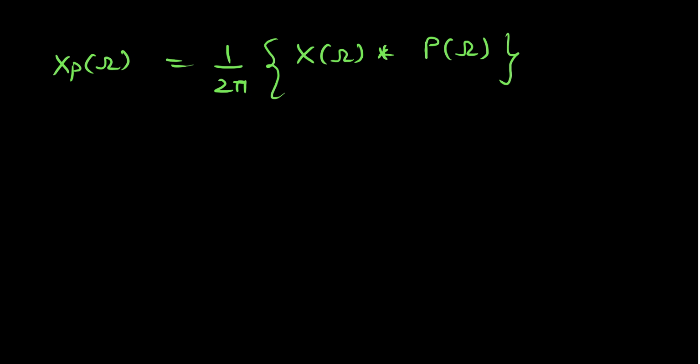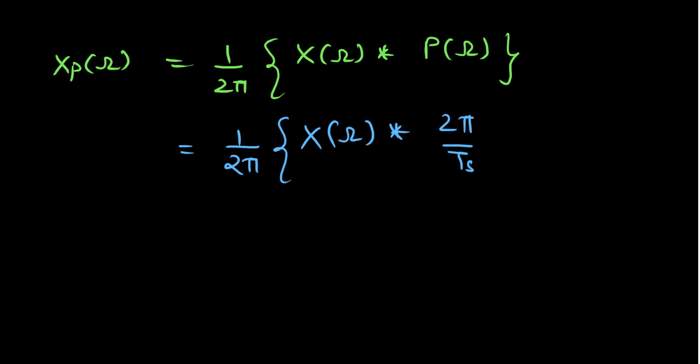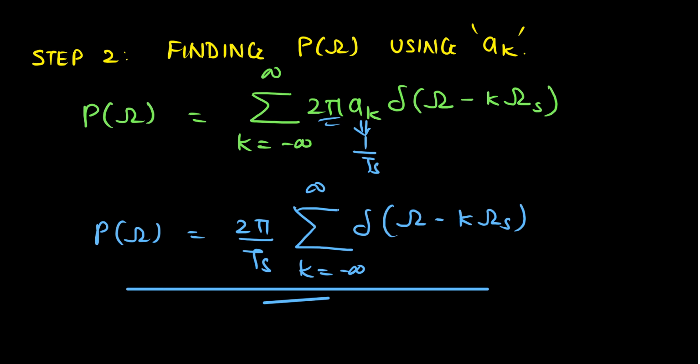So now what we have is 1 upon 2 pi as it is. Inside the bracket it is X of omega convolved with 2 pi by Ts. So if we observe here, we have a 2 pi by Ts into summation k running from minus infinity to infinity delta of omega minus k times omega s.